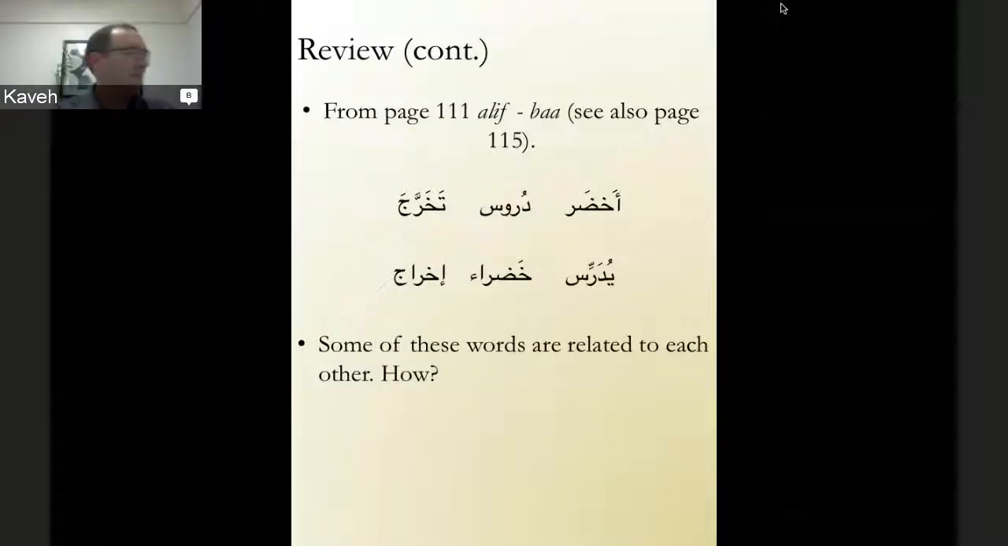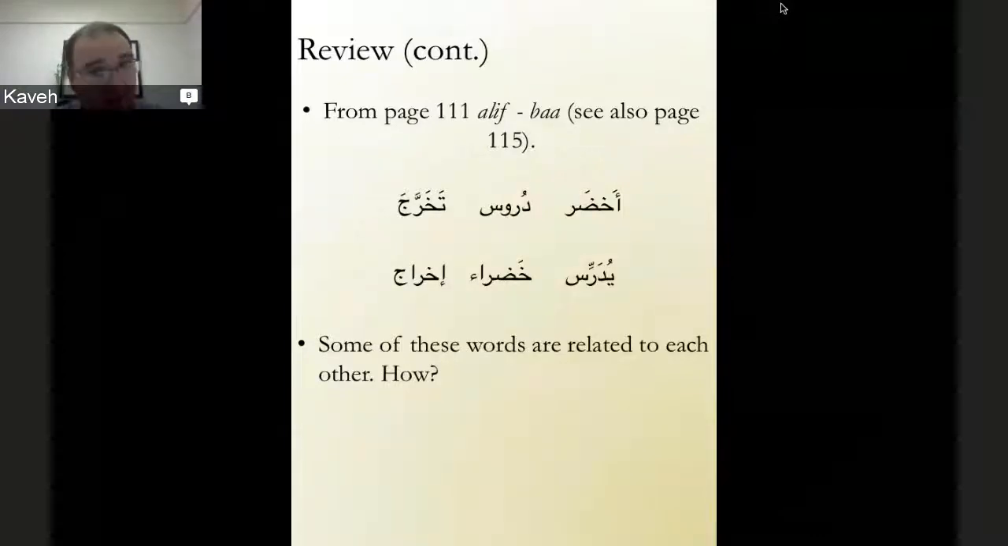Let's see. I apologize, I seem to have the page number messed up, but I'll get you the correct page number. Oh, it's 115. Could you guys please make a note? Rather than 111, it's 115.